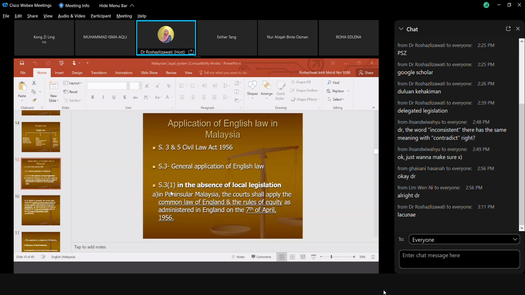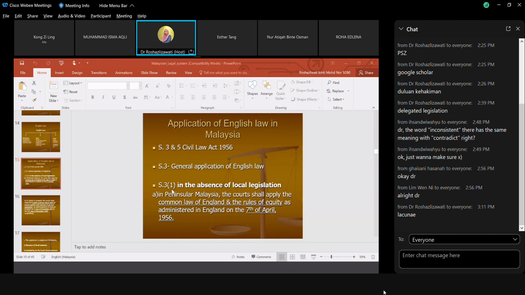So you lihat kat sini. In Peninsular Malaysia, I underline there, common law of England and also rules of equity will be applied. Apa saja undang-undang yang berkaitan dengan common law dan juga rules of equity akan diguna pakai di Malaysia bermula pada tarikh 7 April 1956. Starting from 7 April 1956. We know that the development of English law tadi consists of common law, equity and also statute. So kat sini you nampak tak ada statute.